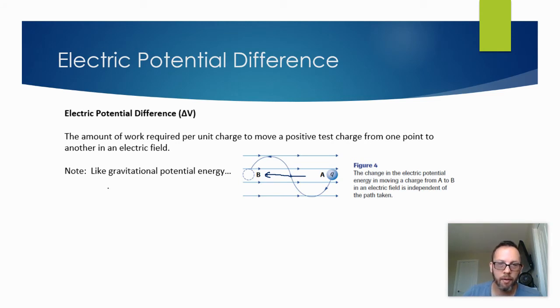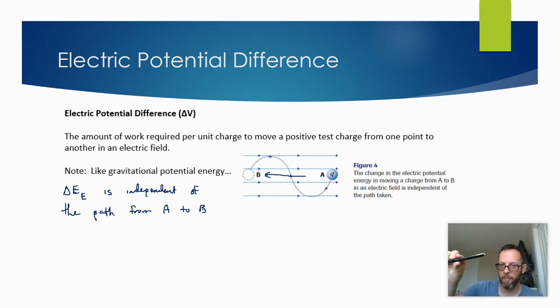So like gravitational potential energy, I'm just going to say the change in electric potential energy is independent of the path from A to B. So I hope that reasoning made sense. Again, it doesn't matter whether you go straight there or whether you take a zigzag pattern. The change is the same. You wind up at the same spot. Right, and we're going to get an equation for this.